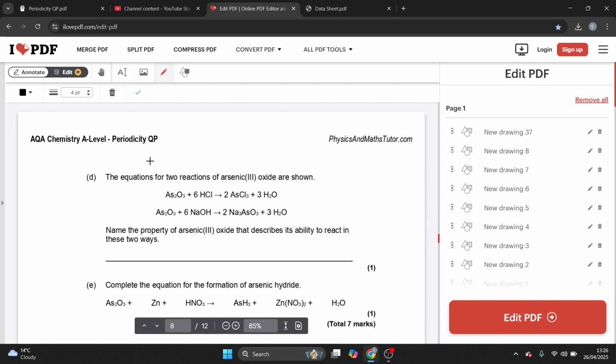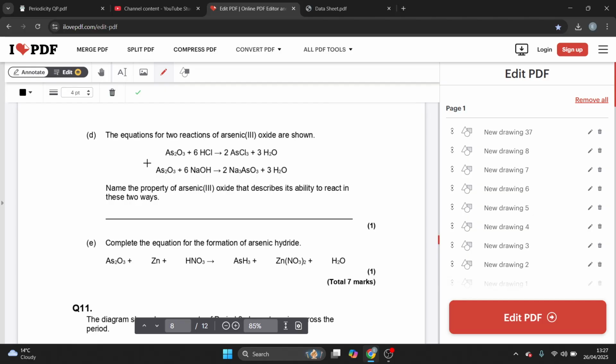Name the property of arsenic(III) oxide that describes the ability to react in two ways, where it reacts with an acid, hydrochloric acid, and a base, sodium hydroxide. So it's obviously going to be called amphoteric.